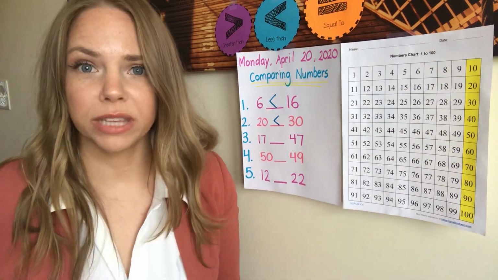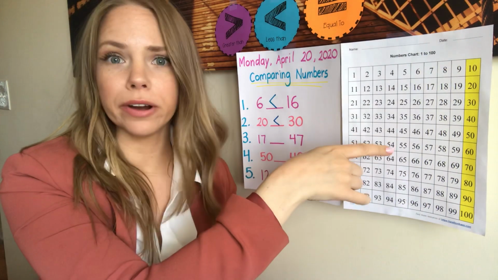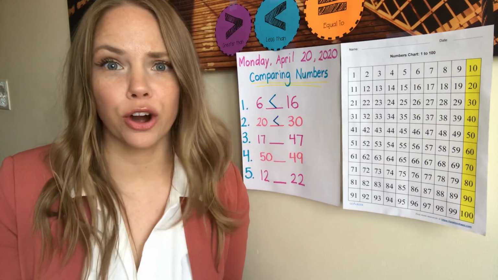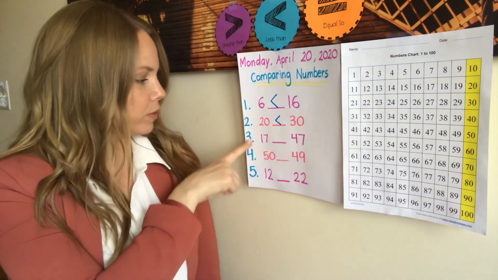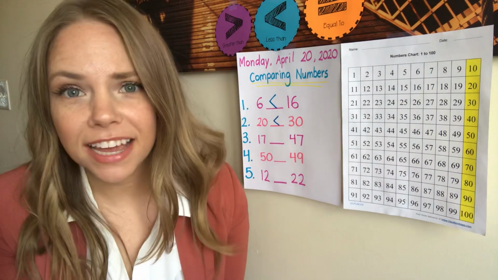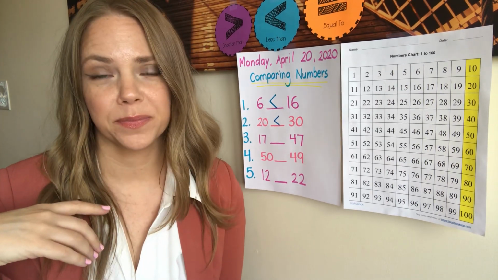And you're going to complete this same strategy, whether you use the place value chart or a hundreds chart, or whether you find some jelly beans or other things in your home to count out the different quantities. You're going to solve the rest of our problems to decide if the numbers are less than, greater than, or equal to each other. Okay?